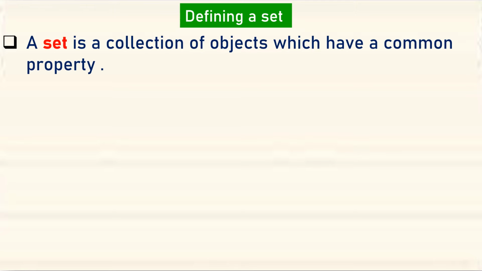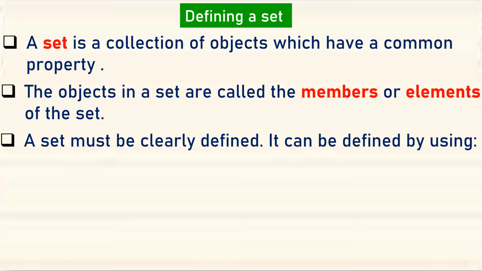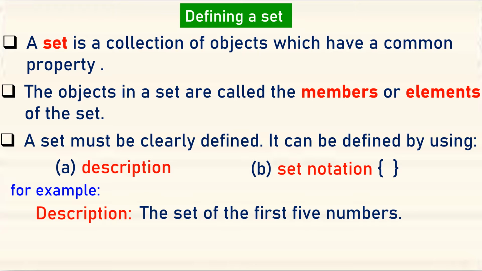Defining a set. A set is a collection of objects which have a common property. The objects in a set are called the members or elements of the set. A set must be clearly defined. It can be defined by using A. Description, B. Set notation. Using the set notation, we have the curly braces. For example, under description, the set of the first 5 even numbers. If we are going to use the set notation, it looks like this: {2, 4, 6, 8, 10}.